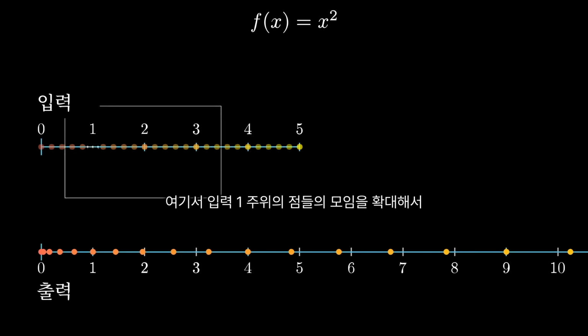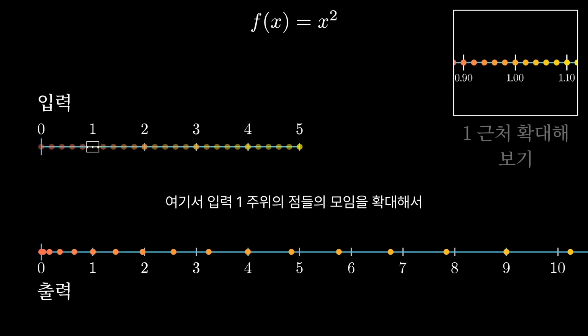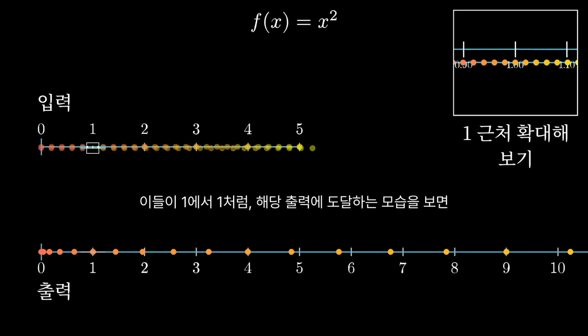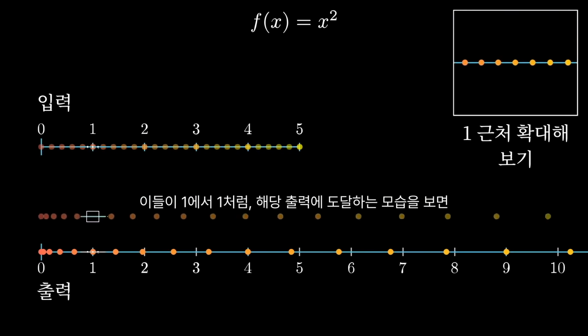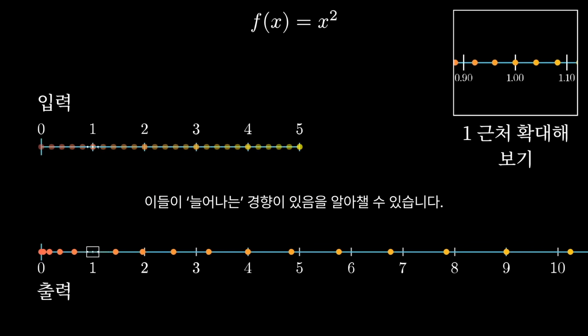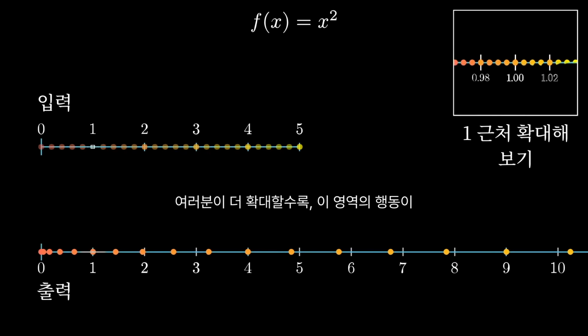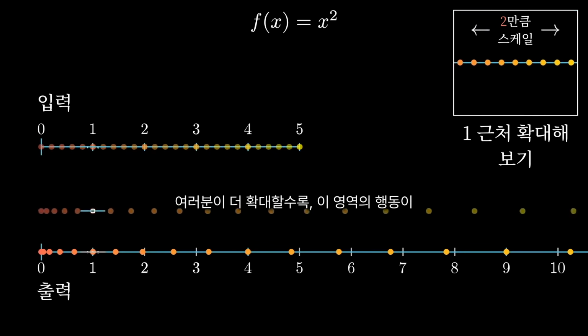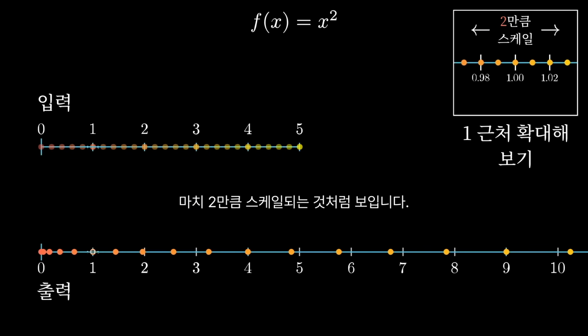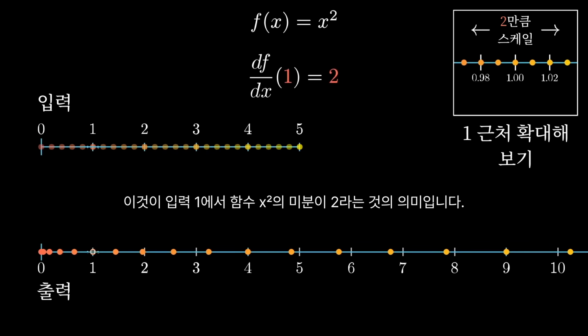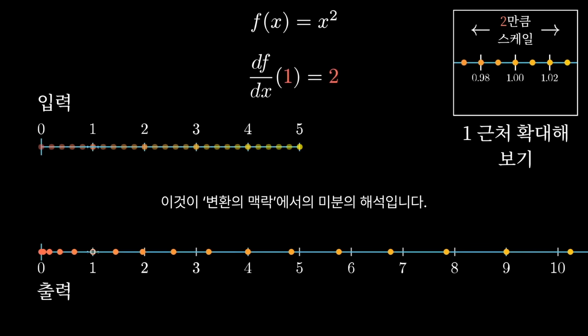And if you were to zoom in on a little cluster of points around the input 1, and then see where they land around the relevant output, which for this function also happens to be 1, you'd notice that they tend to get stretched out. In fact, it roughly looks like stretching out by a factor of 2. And the closer you zoom in, the more this local behavior looks just like multiplying by a factor of 2. This is what it means for the derivative of x squared at the input x equals 1 to be 2. It's what that fact looks like in the context of transformations.